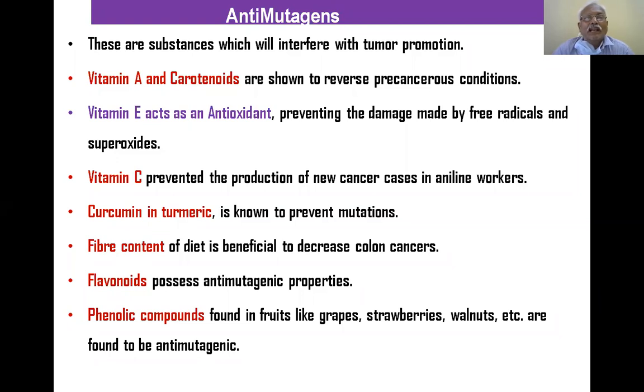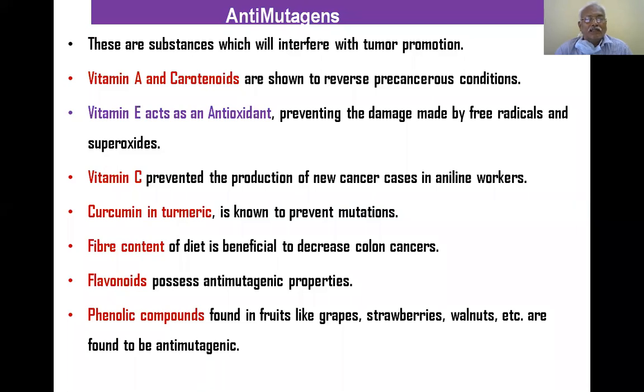So vitamin A and carotenoids are shown to have a reverse action on precancerous conditions. Vitamin E acts as an antioxidant. They prevent the damage made by the free radicals, that is the formation of superoxides in the body. And vitamin C prevents the production of new cancer cases in aniline workers, the workers in aniline industries, dyes. Vitamin C is proved to have very good control on prevention of cancer.